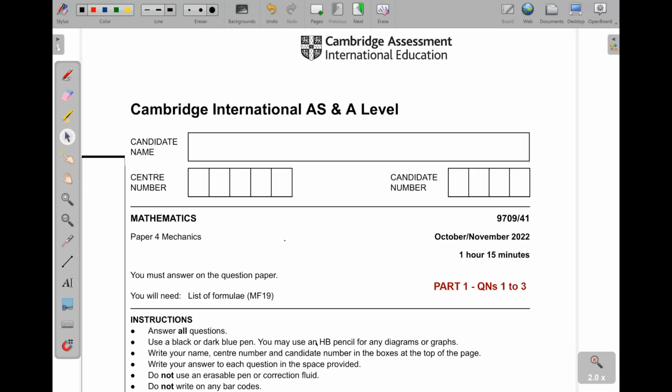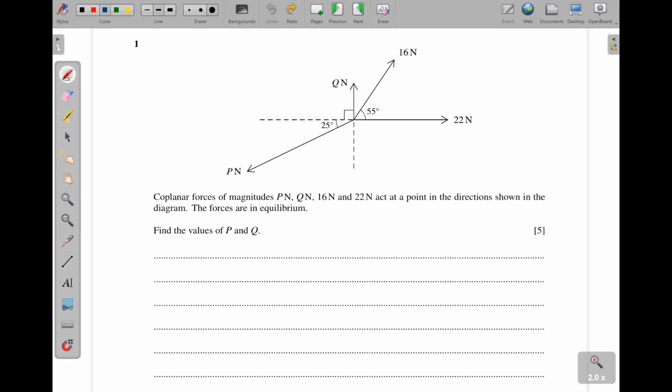This is Teacher Simon taking you through Cambridge International AS and A-Level Mathematics Paper 4-1 for October-November 2022, for questions 1, 2, 3. Question 1: coplanar forces of magnitudes P newtons, Q newtons, 16 newtons, 22 newtons act at a point in the directions shown in the diagram. The forces are in equilibrium.